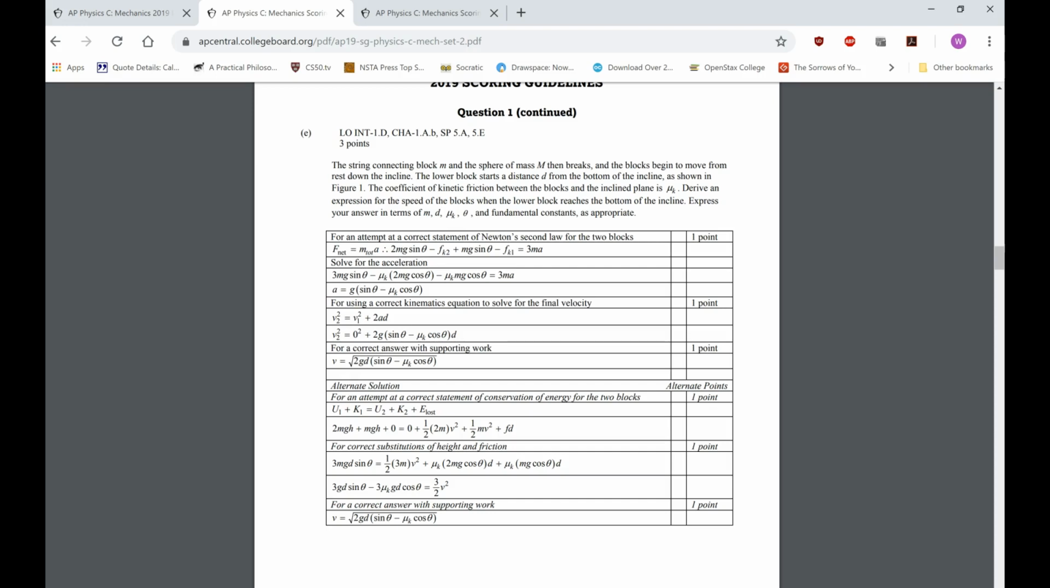So hopefully that's helpful there. You'll see the alternate solution involves energy, which we haven't gotten to yet, so don't worry about that. Hopefully this was a helpful and informative practice here for doing the 3 questions.